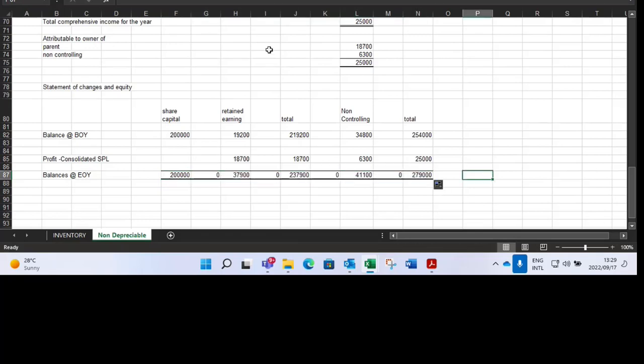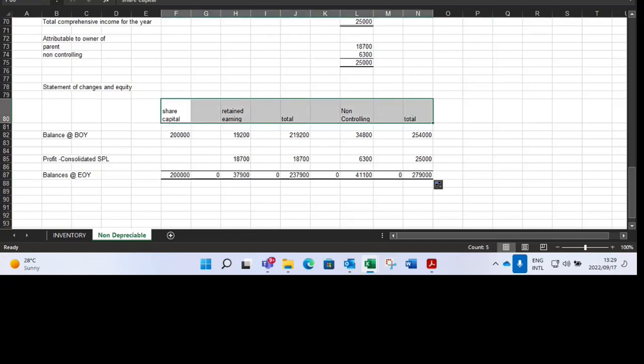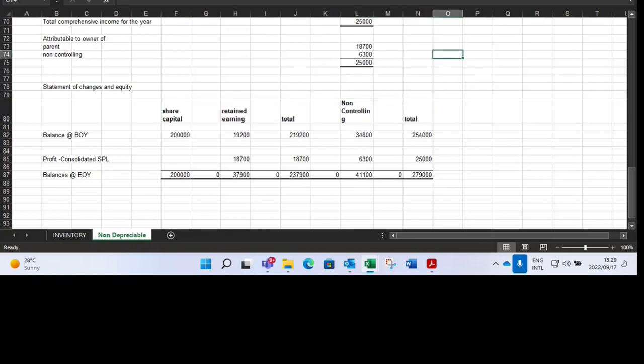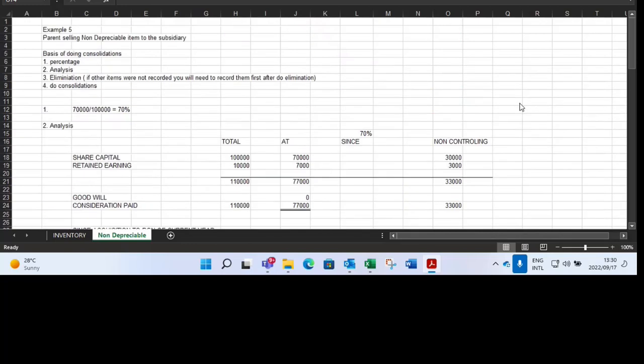Anything that you didn't understand so far? Anyone who has a question? So I'm going to run fast. I'm not going to do the balance sheet because the balance sheet will be the combination of whatever is happening here plus the asset items and the liabilities. So I want us to jump to the situation where now the subsidiary is selling a non-depreciable item to the parent.